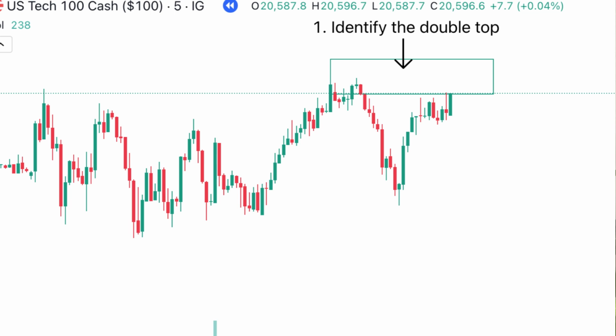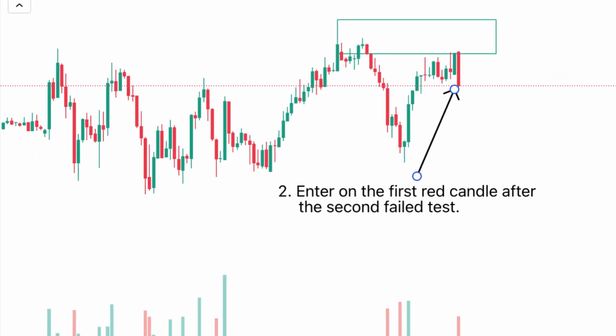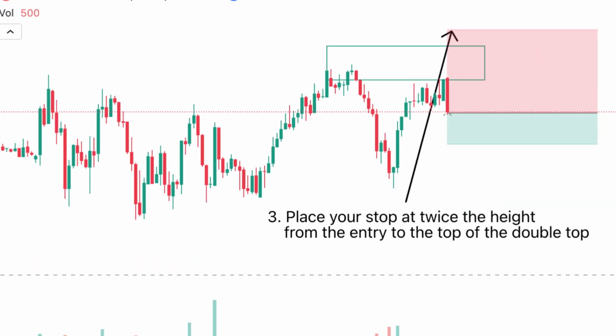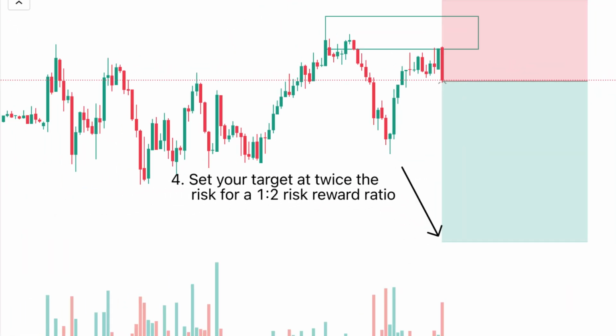So to wrap it up, here's just a summary of what we've discussed in this video. Number 1, identify the double top. Failed tests of a key level. Number 2, enter on the first red candle after the second failed test. Number 3, place your stop at twice the distance from entry to the high. Number 4, set your target at twice the distance of your stop for a 2-to-1 risk reward ratio, and then stick to your plan whether the trade works out or not.